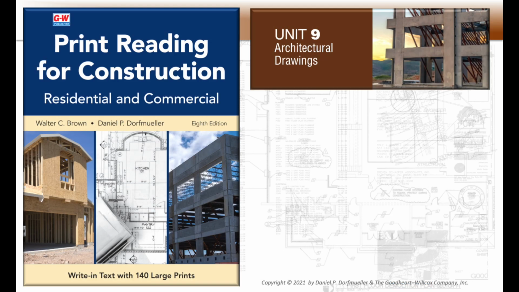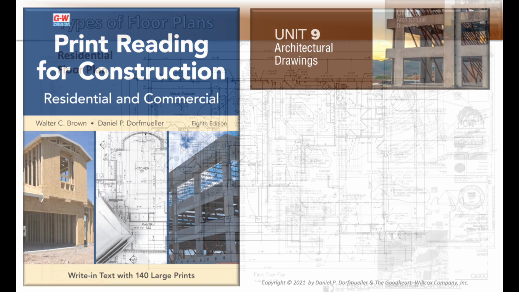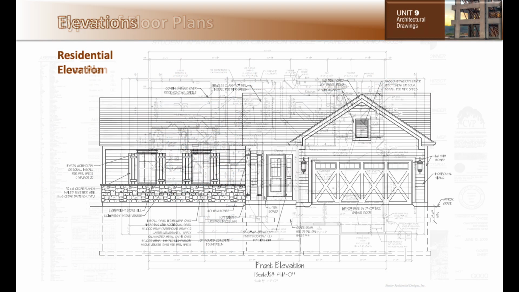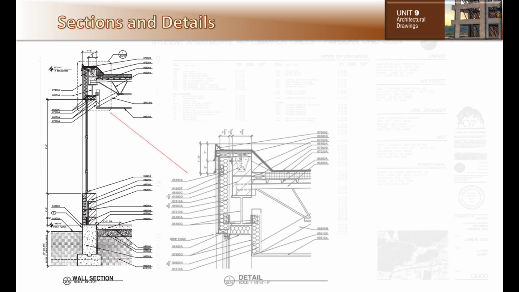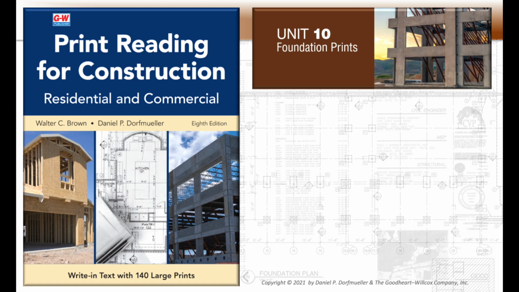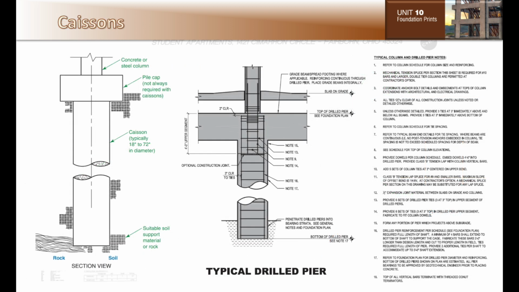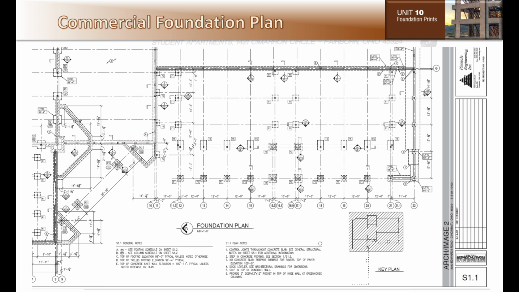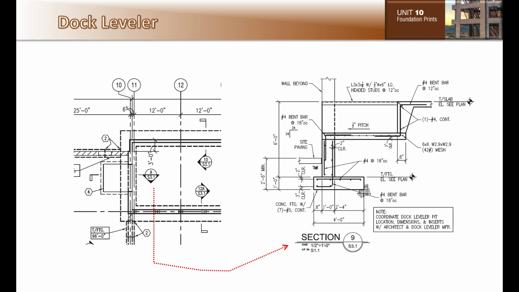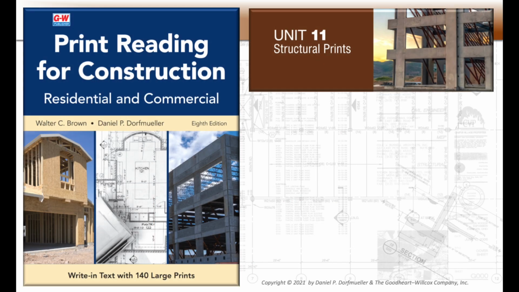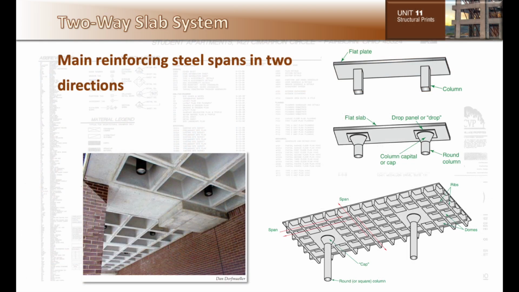Unit 9, we look at architectural drawings, floor plans, elevations, sections, and details. Unit 10 is Foundation Prints. This is the support system for the structure of the building. We will explore common foundation systems, foundation plans, sections, and details. Unit 11, the structural prints, one of my favorite units.